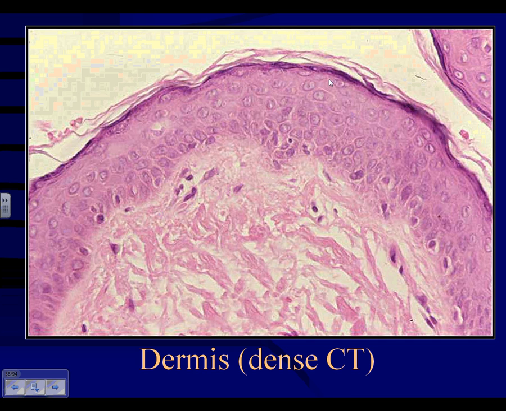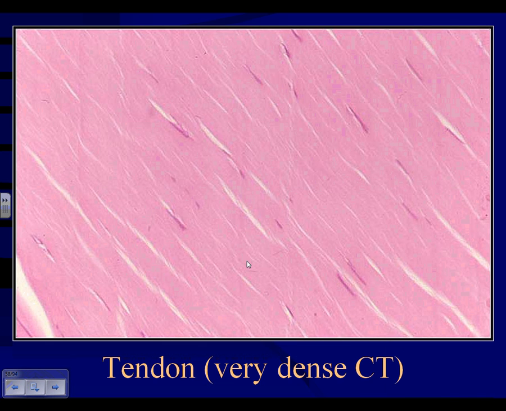This is epidermis here with its keratinized layer. This is the dermis, and it's dense. There are many more of these dense collagenous pink fibers than there are cells here in the connective tissue. This is tendon, and it's very, very dense connective tissue. It has mostly dense pink collagen and hardly any cells.